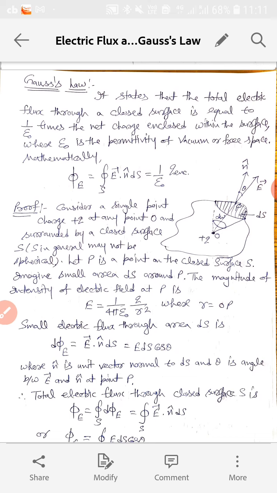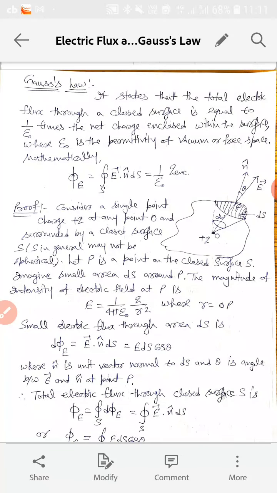So how do we define this Gauss law? It states that the total electric flux through a closed surface is equal to 1 by epsilon naught times the net charge enclosed within the surface, where epsilon 0 is the permittivity of vacuum or free space. Mathematically, the electric flux will be the surface integral of E dot n cap ds.